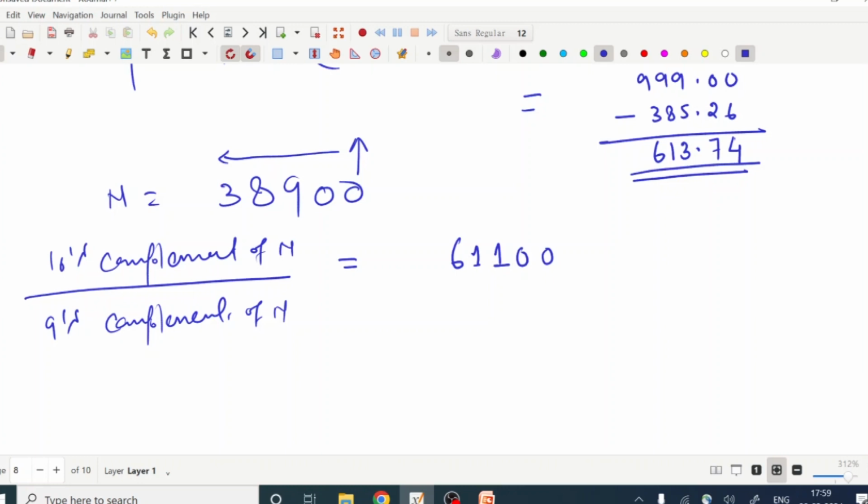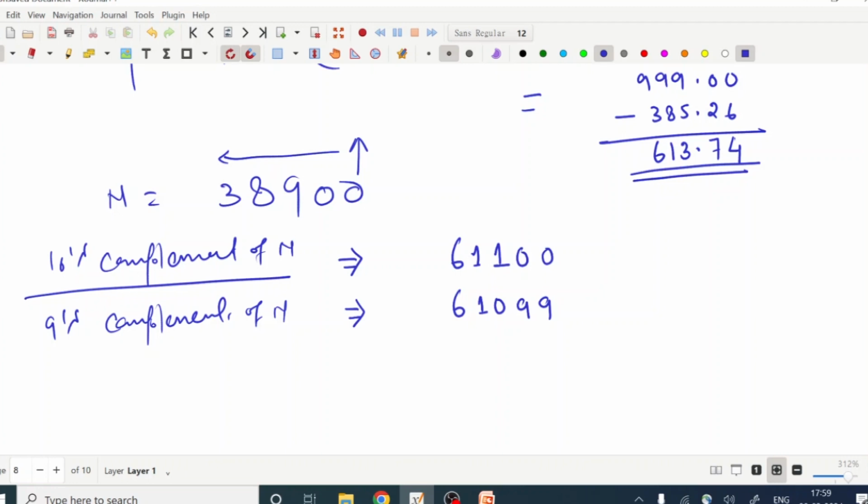What is the nines complement of n? In the case of the nines complement, each and every digit is subtracted from 9. None of the digits are subtracted from 10. So 9 minus 0 is 9, 9 minus 0 is 9, 9 minus 9 is 0, 9 minus 8 is 1, 9 minus 3 is 6. So this is the nines complement of a number, and this is the tens complement of a number.